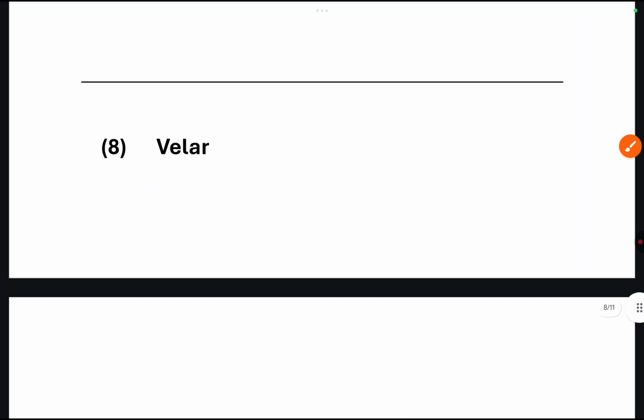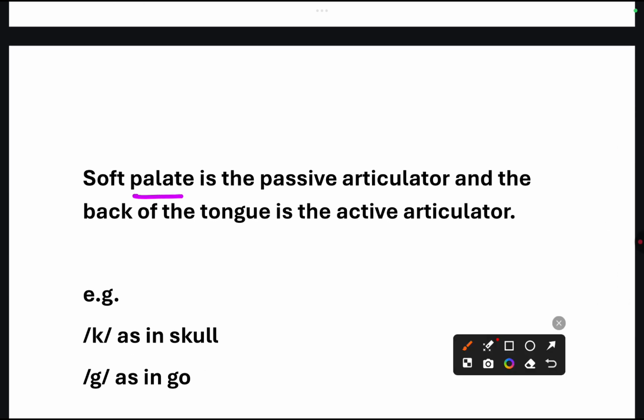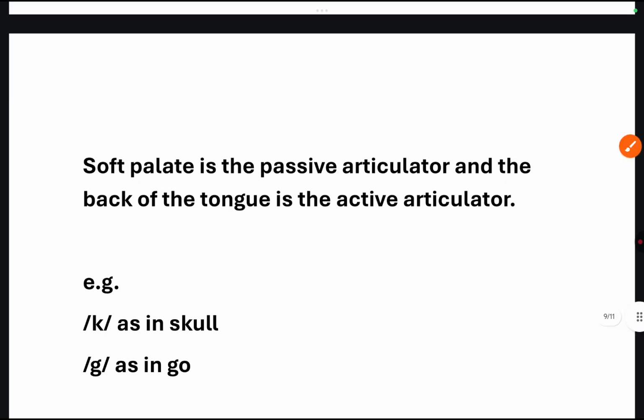Now comes the velar sound. Velar sound means the soft palate is the passive articulator. Soft palate means the upper part of the mouth. The soft palate is the passive articulator, and the back of the tongue is the active articulator. Skull. Go. The sound of 'g' and the sound of 'k', skull.